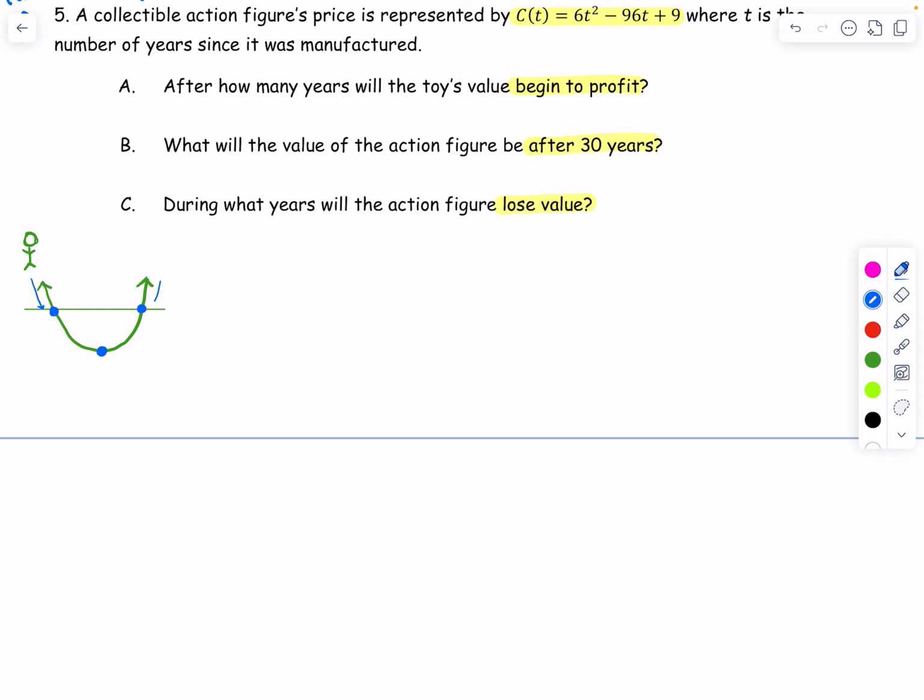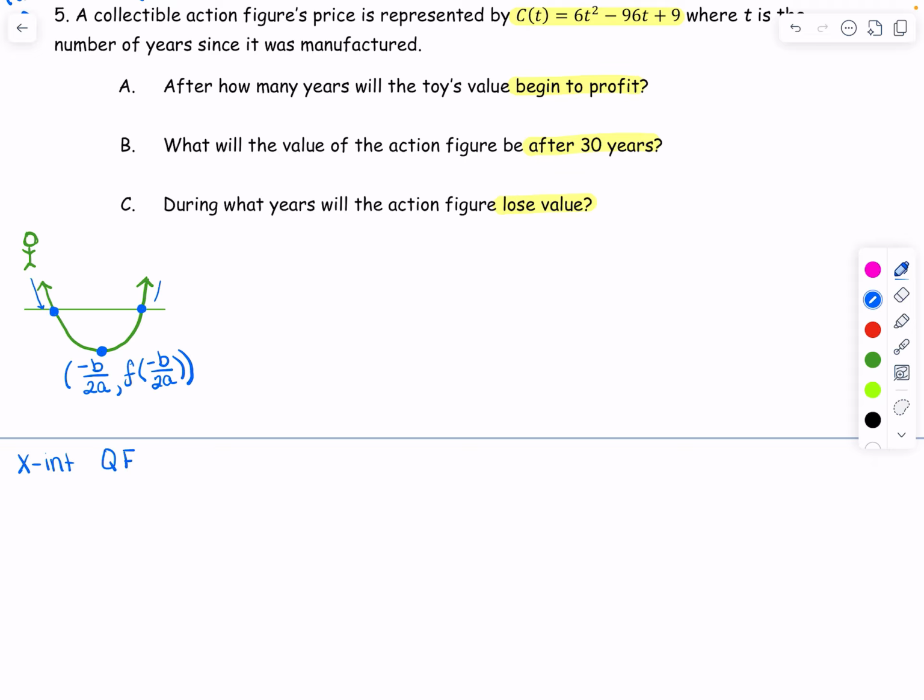So anytime you're looking at something like this, you need to be able to find the vertex and find the x-intercepts. To find the vertex, we use negative b over 2a to find the x value of the vertex. Once you find the x value of the vertex, you put it back into the function to find the y value of the vertex. To find the x-intercepts, we use the quadratic formula. And we know that there are 2 x-intercepts.